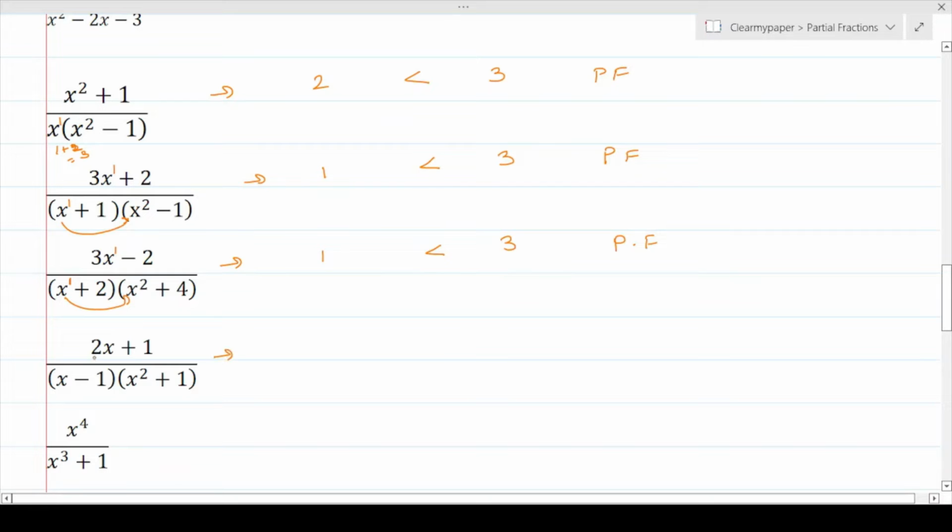Same way here, the degree of x is 1. And the degree of the factors in the denominator is going to be 3 again. We have x to the power 1 and then 2 here. When we add that, it's going to be 3. And again, 1 is less than 3. We are going to call this a proper fraction.